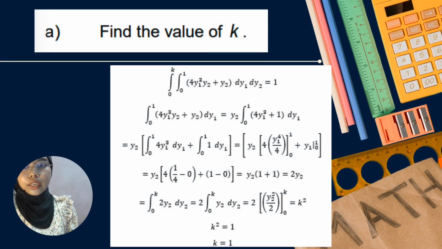To find the value of k, the first thing that we have to do is use the fact that the total probability of the joint probability density function must integrate to 1. As you can see there, I did the equation and equated it to 1. First I integrated with respect to y1. After integrating, the answer that I got was 2y2. Then I integrate with respect to y2, and there I will get k squared. So k squared is technically equal to 1 because that was the total probability. So k equals 1.